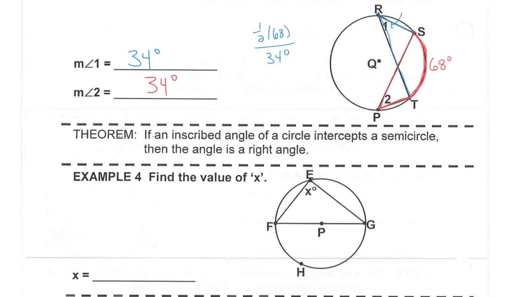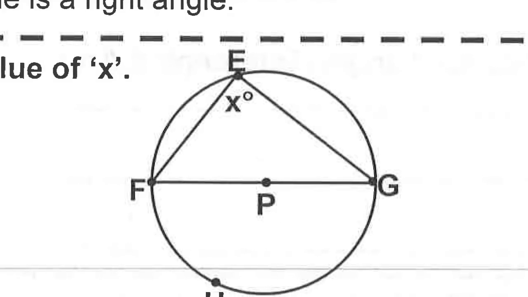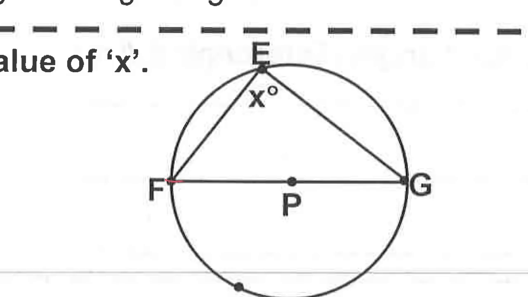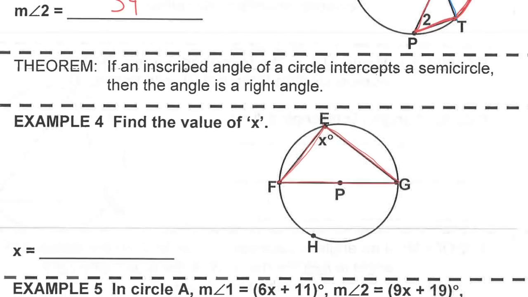The next theorem: if an inscribed angle of a circle intercepts a semicircle, then the angle is a right angle. So look at this picture right here. This is a semicircle. We're going to say FG is a diameter. Well, I have an inscribed angle right here, right? FE is one side, EG is another, E is the vertex. So that's an inscribed angle.